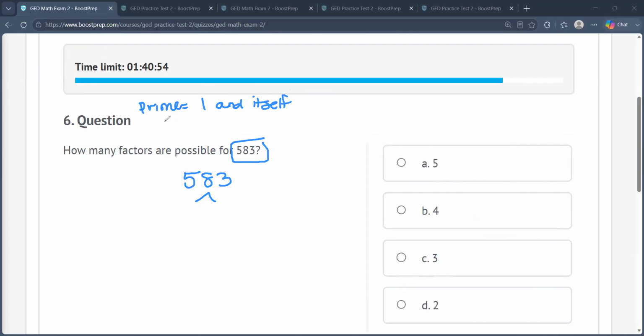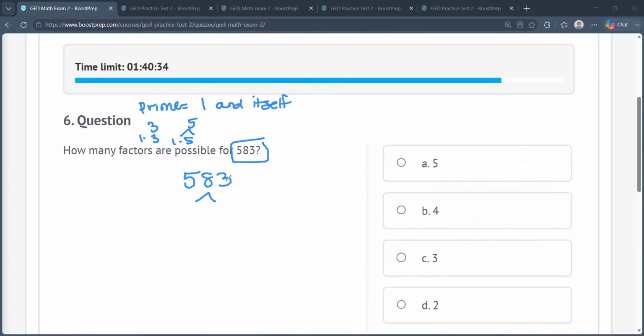Okay, so for example, 3 is prime because what two numbers multiply to 3? 1 and itself. 5 is prime because what two numbers multiply to 5? 1 and 5. You get the idea, right? So 583 is definitely not prime. What two numbers multiply to 583?